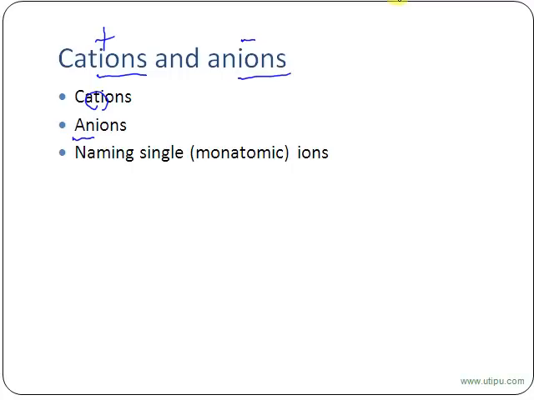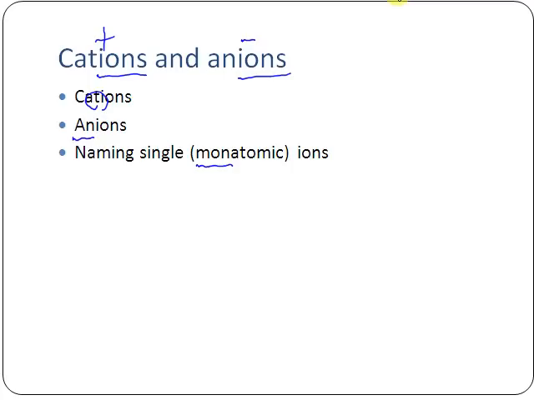Now, whenever we have cations and anions, in order to name them, if we have just one element that's become an ion, it's considered to be single, or monatomic. The root here is like a monocle, a glasses thing that has only one lens. So mono is one, and we're talking about naming single ions. The rules are different depending on whether it's a cation or an anion.